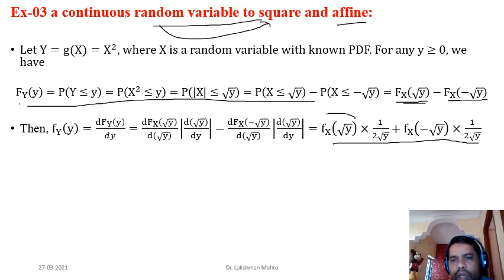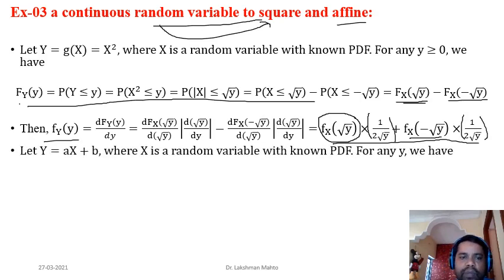What you have done here is multiply the PDF of x with the Jacobian. This is the Jacobian part, and this is the PDF of x. Through that, you can directly get the PDF of y.